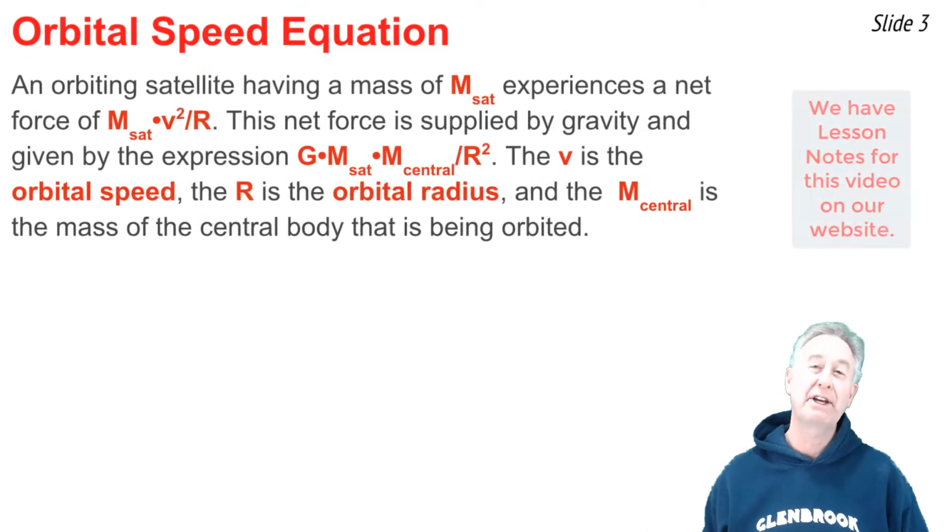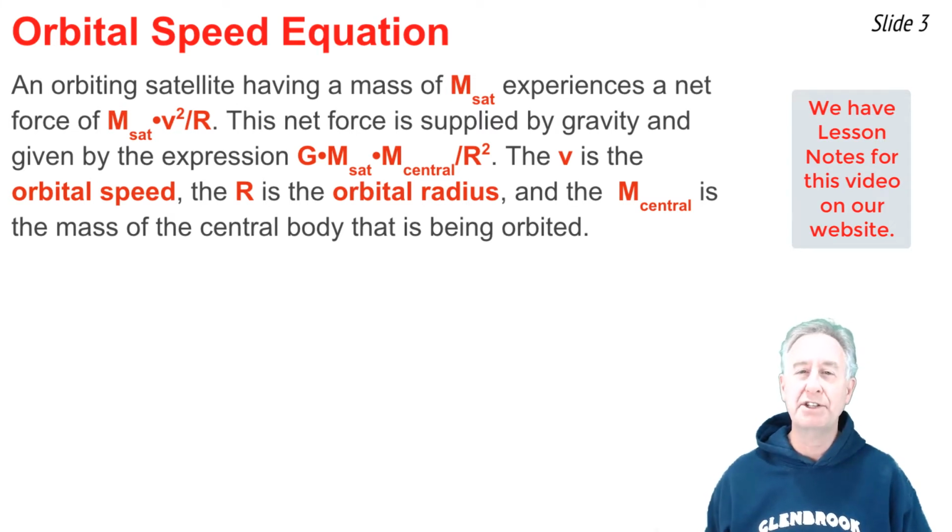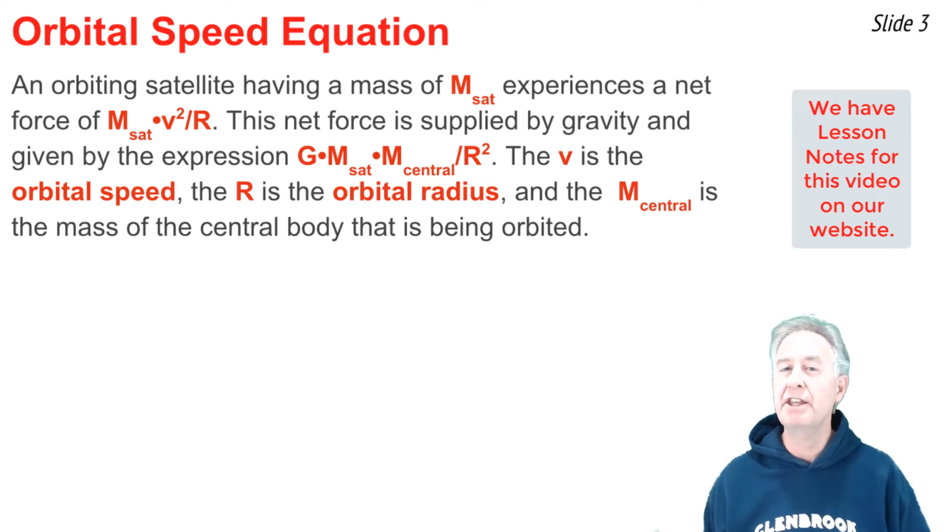We'll begin by deriving an orbital speed equation. Imagine a satellite that has a mass of m satellite and is orbiting some central body whose mass is m central. The net force acting upon the satellite is given as m times a, or for a circular orbit, m times v squared divided by r. This net force is supplied by the force of gravity, which, according to Newton's law of universal gravitation, is given by the expression big G multiplied by the mass of the central body multiplied by the mass of the satellite and divided by the radius of orbit squared.